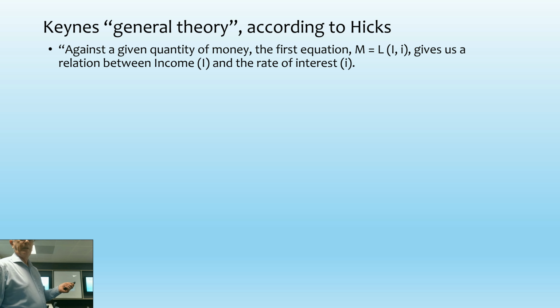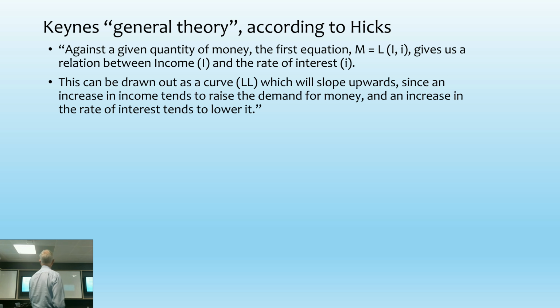the given quantity of money gives you a relationship between the level of income and the rate of interest. And he draws this upwards sloping because he said with an increase in income you're going to want more money. That's the transactions demand for money. And that's fundamentally the neoclassical vision of why you have money. It's just because you need it for transactions. Okay. So the more transactions, the more money you need to have.